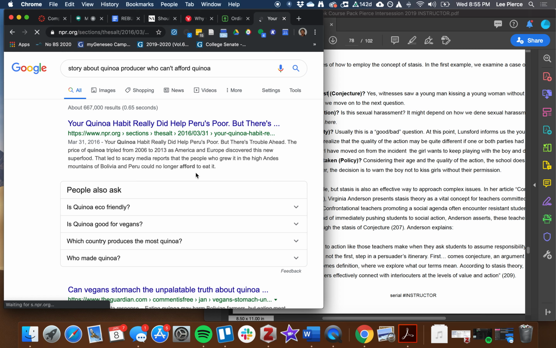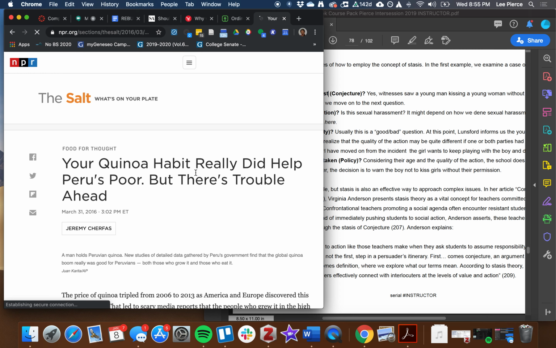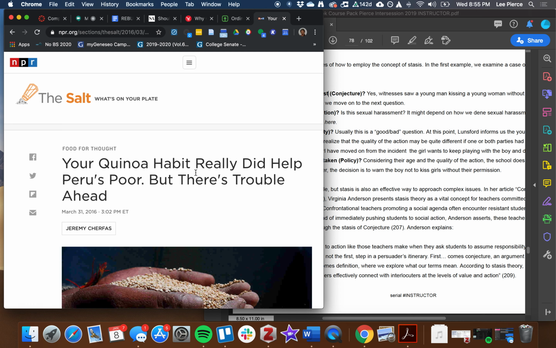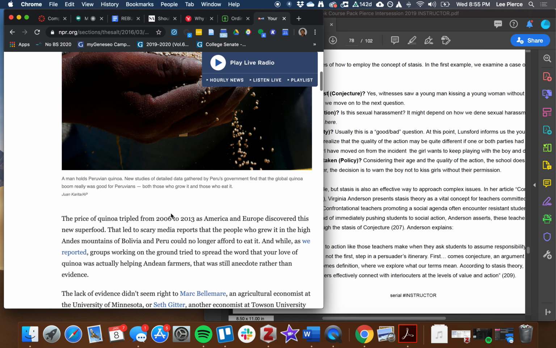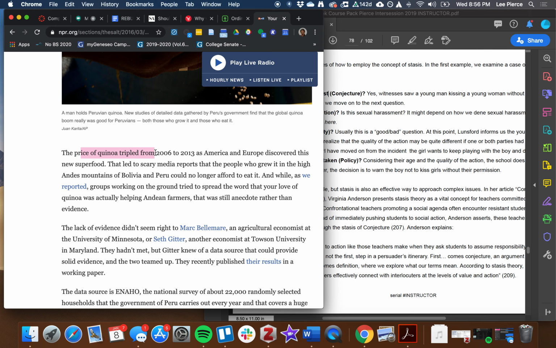All right, I love this. So notice how we're getting more specific. We're going from a vague fact claim that avocados and quinoa are taxing on people, and therefore it's maybe not as environmentally friendly as we say, to getting into the specifics, like we're in the country of Peru. So I'm looking for a little occurrence, right? The price of quinoa tripled from 2006 to 2013 as America and Europe discovered this new superfood. That's a statistic. This could be another support. But we've already got some testimony, so I'm not sure we want a statistic, because testimony and statistics are both kind of dry.